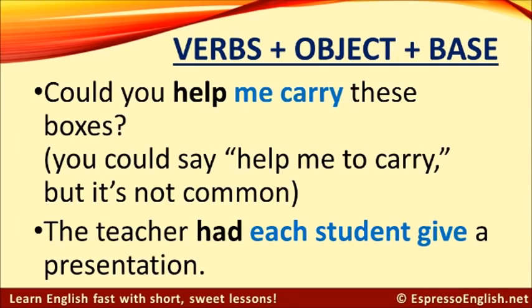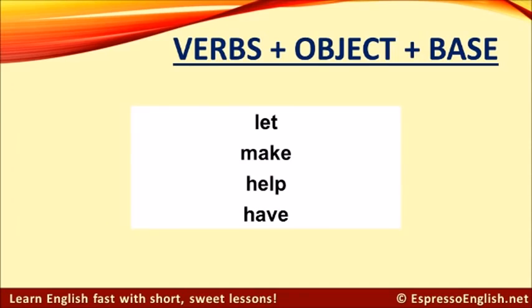So these four verbs are let, make, help, and have, where they can have the verb plus the object plus the base form of the next verb.